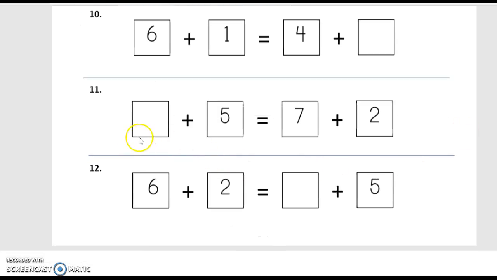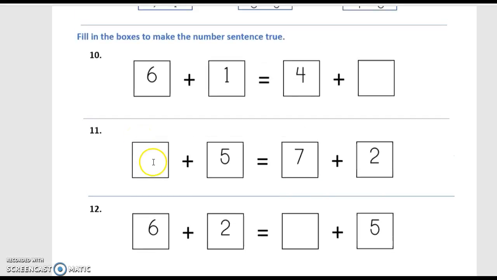Number 11, same thing. Fill in the box to make the number sentence true. Number 12, you're doing the same thing. Fill in the box to make the number sentence true. You're making both sides equal to each other. See that equal sign?